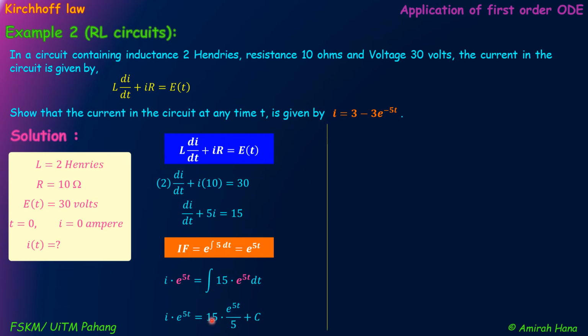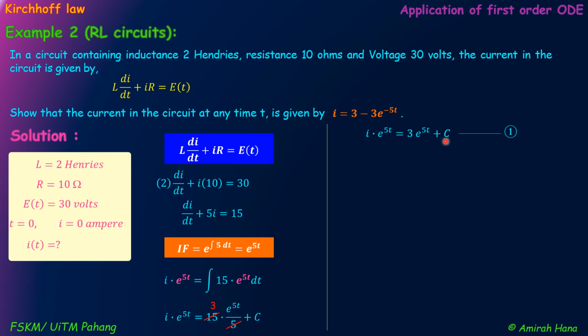After that, we can simplify 5 and 15 here. After we simplify, we get 3, because 15 divided by 5 equals 3. Then we can write I times e to the power of 5t equals 3 e to the power of 5t plus c. Since we integrated an indefinite integral and put plus c at the back, we need to find the value of constant c.